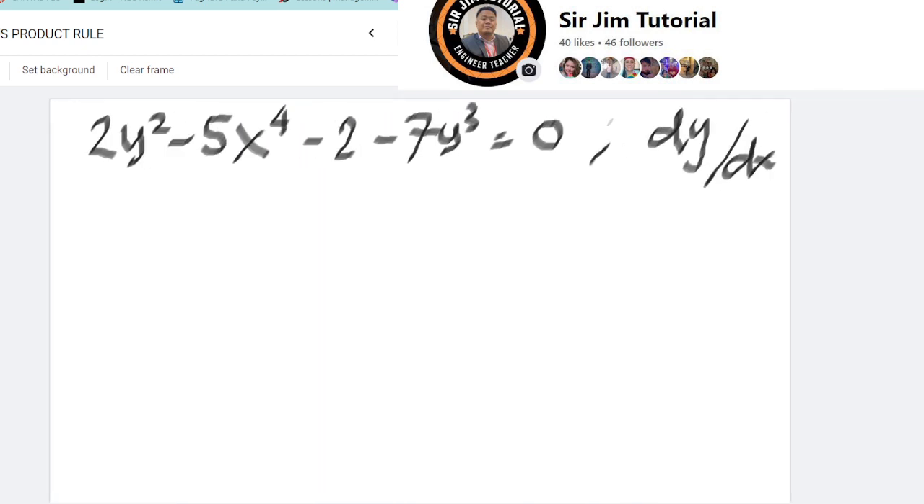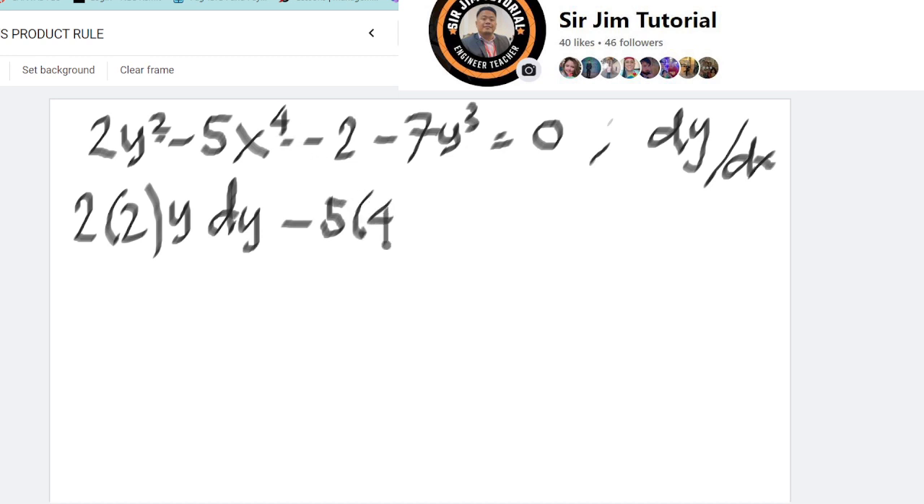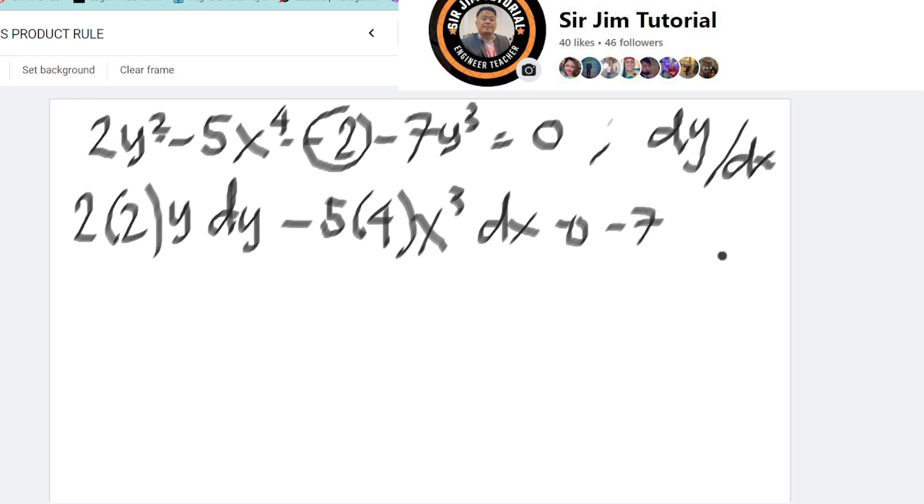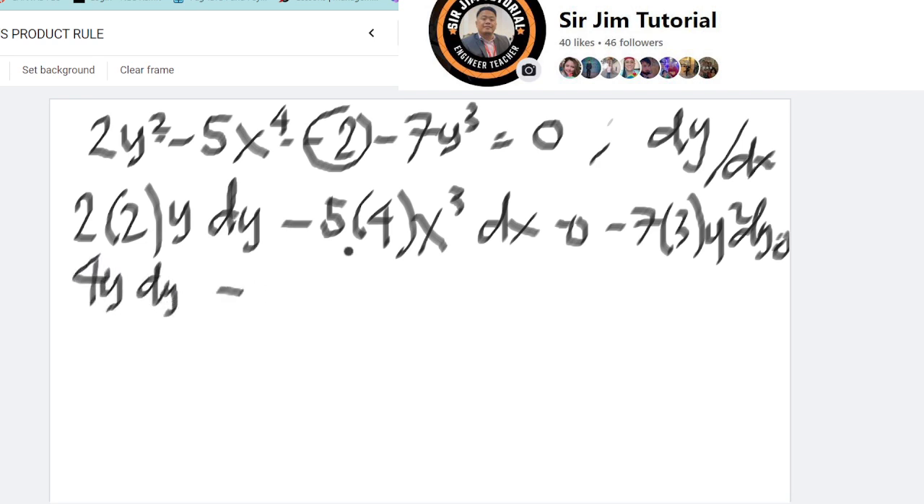Now if we have a longer one like this, how are we going to compute dy over dx? Similarly, this is just a longer expression, but the method would still be the same. You have here 2, and then bring down the exponent 2, and then you have y, 2 minus 1 is 1, and then dy. This one, copy 5, and then bring down this exponent 4. This is the general rule, right? And then you have x cubed, then dx, and this constant is obviously 0. Then minus 7, bring down 3, and then y squared dy, all equals 0.